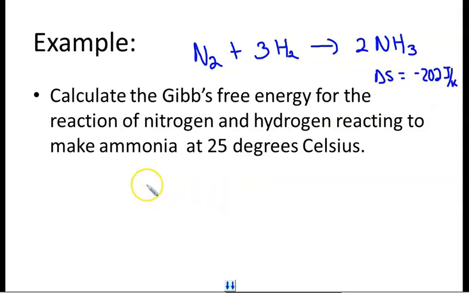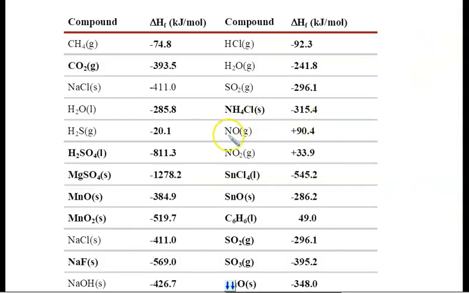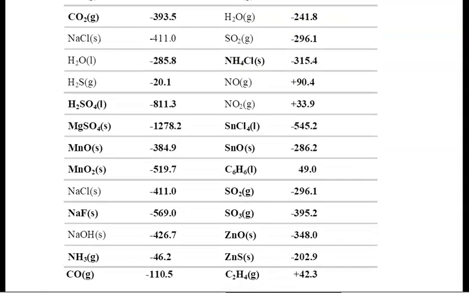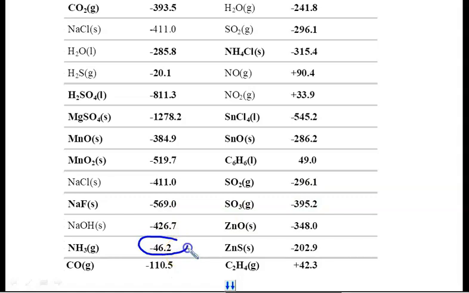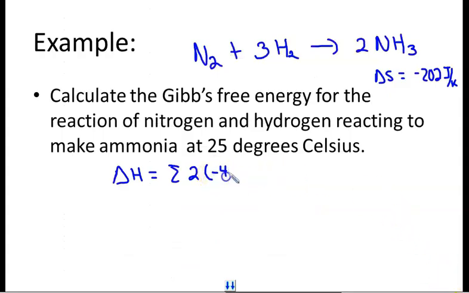Alright, so if I calculate delta H, again, the sum of the products minus the sum of the reactants, I would have 2 times, and I would go up to the ammonia. Notice this is that same chart from delta H. So there's ammonia, negative 46.2. That is kilojoules per mole. I'll go ahead and write it. But y'all know that is moles there, and the moles are going to cancel out.